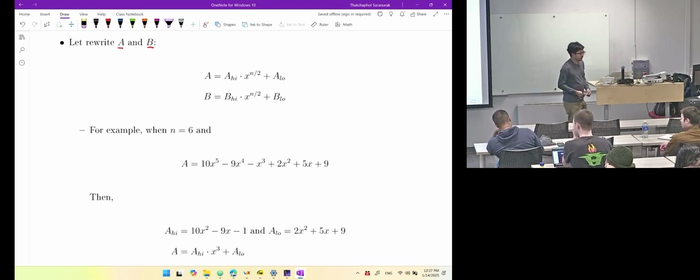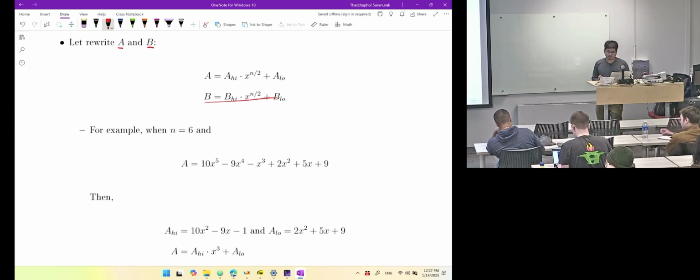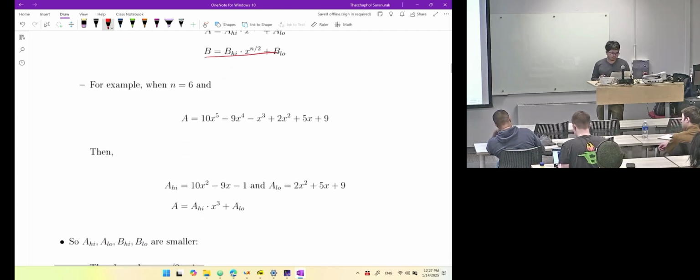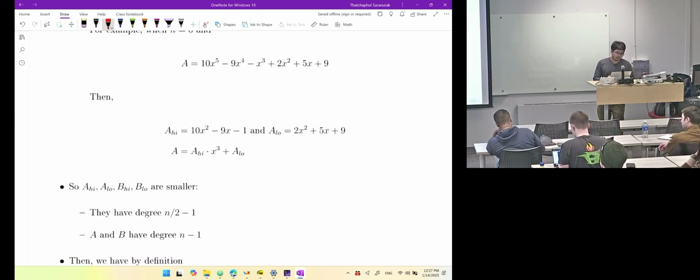Okay, and we can do the same for B. I can define B high and B low. So these polynomials are smaller because they now have degree around n over 2 instead of n.